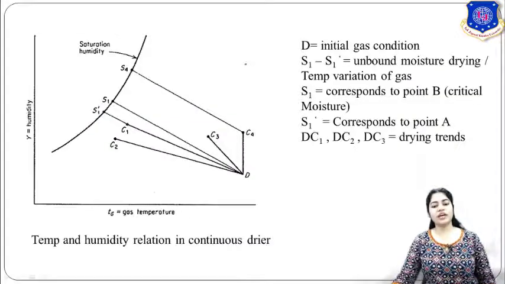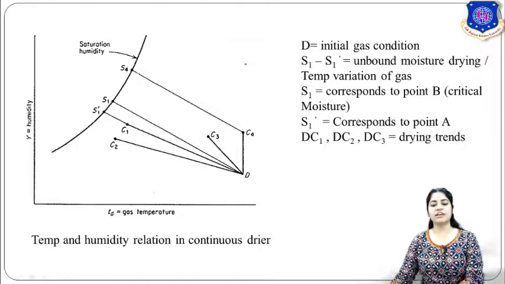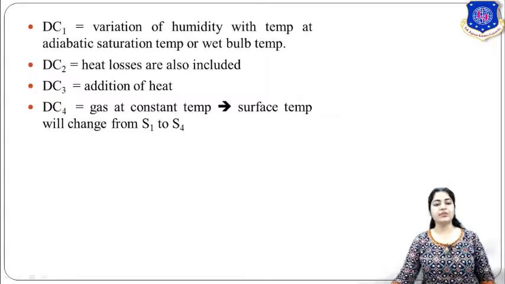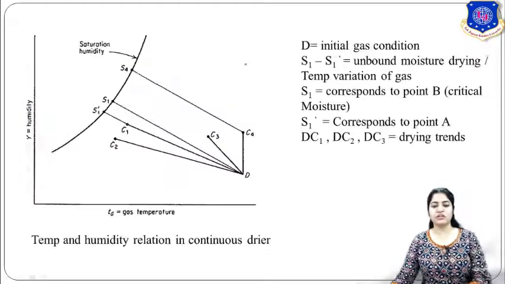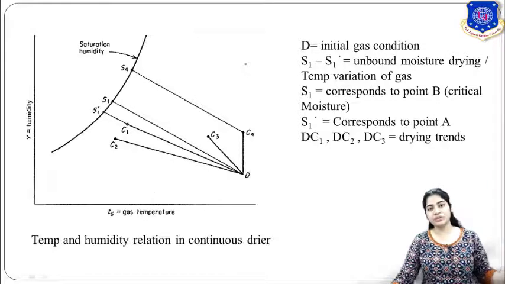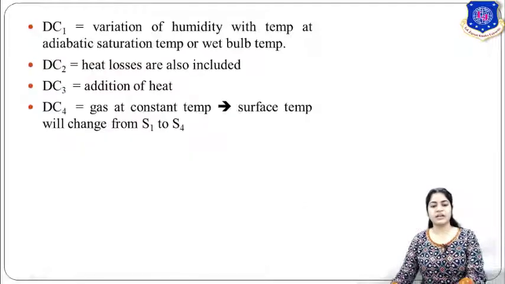Now the DC2 curve. If you are taking into account heat loss also, then this is the curve, right? So this is the curve DC2. Now DC3 is what? It shows you the trend where addition of heat also occurs. So here you can see the addition of heat. It means your gas temperature is rising continuously because you are heating your gas also. The temperature of the gas is not kept constant. It is continuously increased because of the heating.